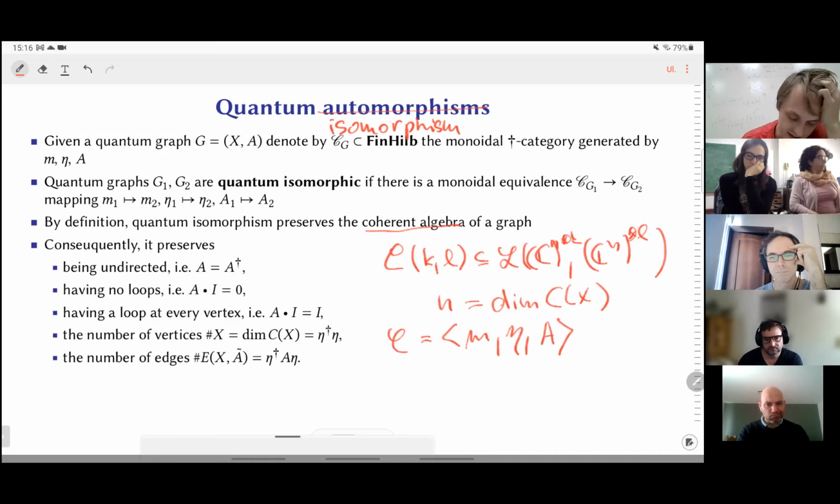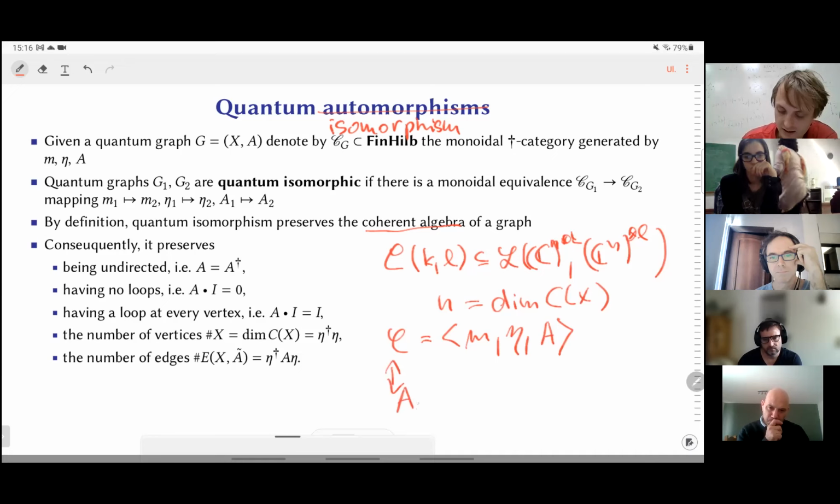Right, so this is, I would say, the canonical category associated to a graph. And if you construct the associated compact quantum group, then this is exactly what is called the quantum automorphism group of the graph. Right, so it's like this.